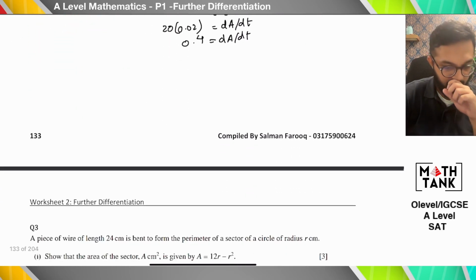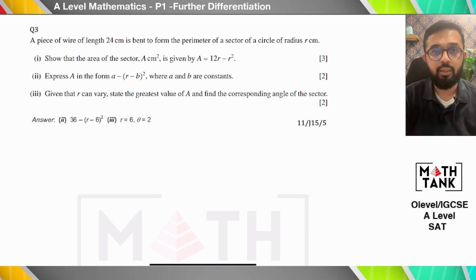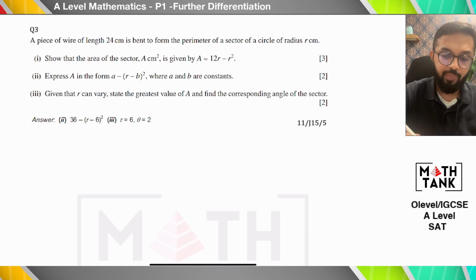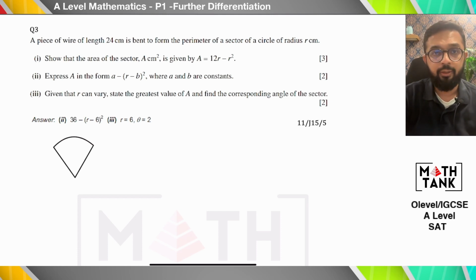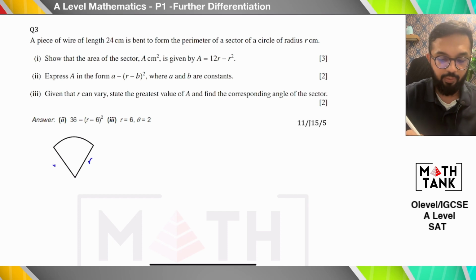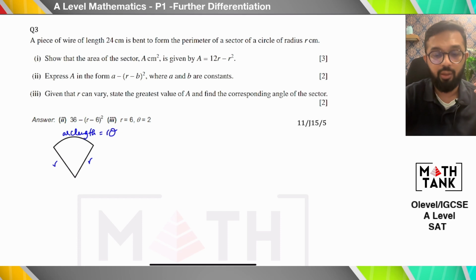Okay, moving on to the next question. It says a wire of length 24 is bent to form the perimeter of a sector of a circle. So the sector looks something like this. We've done this in circular measure. I hope you've watched other videos for the topic. So that's a sector. Now remember that when I say a wire is bent, I'm talking about the entire perimeter of that sector, which consists of two radii and one arc length. In case you don't remember the formula for the arc length, it's r theta.